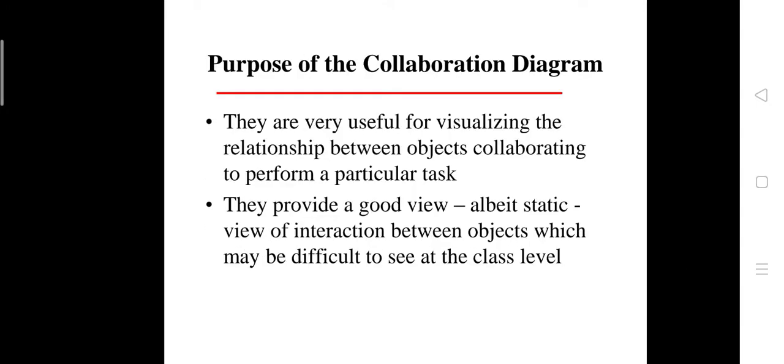Now, what is the purpose of a collaboration diagram? It is very useful for visualizing the relationship between objects collaborating to perform a particular task. That means this diagram is used to show whether all the objects of your class are participating to carry out the particular task, or whether a set of objects is participating, or whether they are collaborating to carry out the particular task.